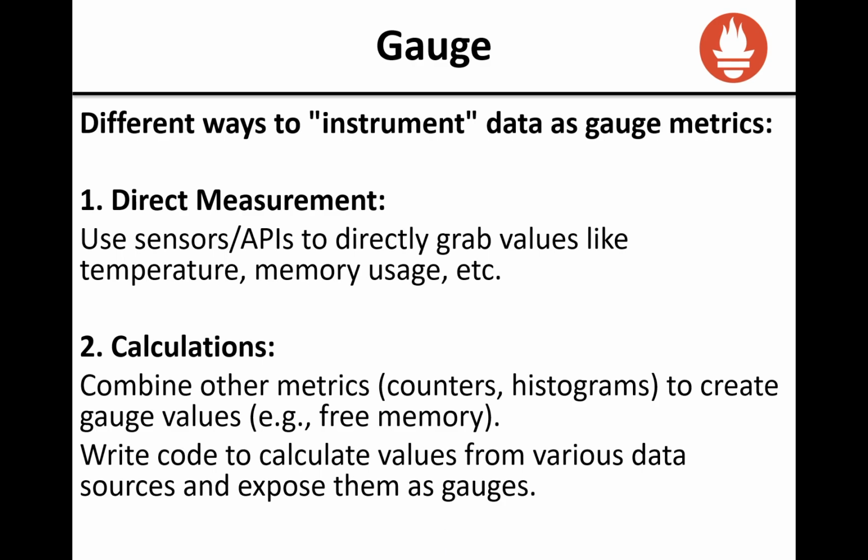There are different ways to instrument data as gauge metrics. First one is direct measurement. In this, we use sensors or APIs to directly grab values like temperature, memory usage, etc. In the calculations, we combine other metrics like counters, histograms to create gauge values like free memory, etc. Write code to calculate values from various data sources and expose them as gauges.